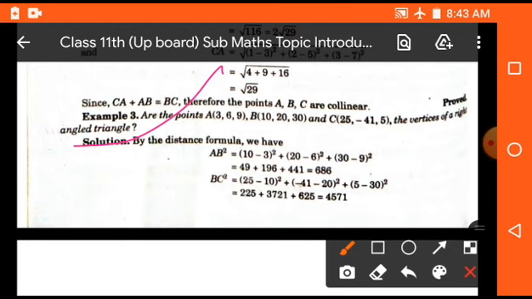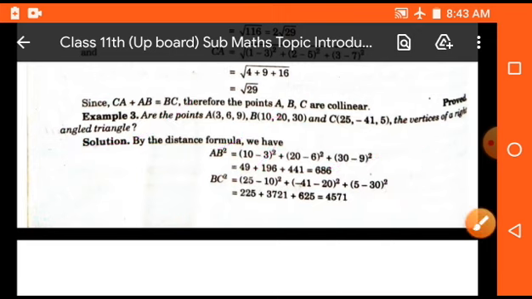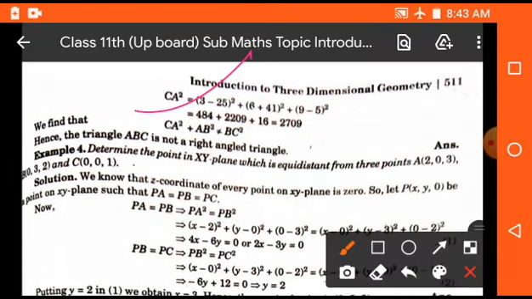So first we find AB square, which will be 686. In the same way, BC square, which is 4571, and CA square is 2709. Here we see that CA square plus AB square is not equal to BC square. That means the square of the hypotenuse is not equal to the sum of squares of base and perpendicular. It means that this triangle is not a right angle triangle.